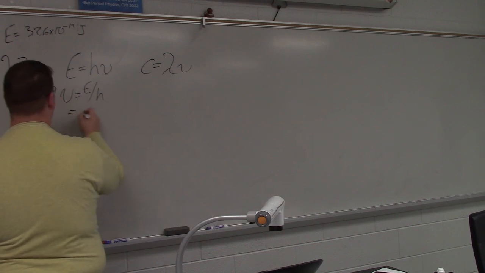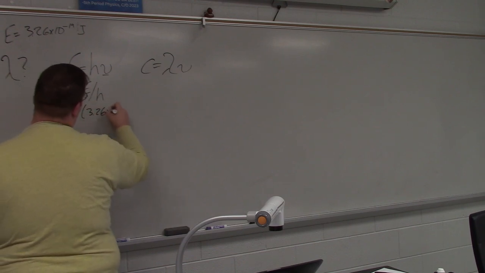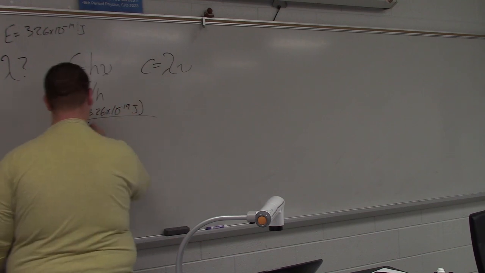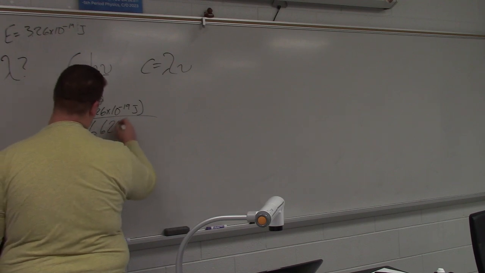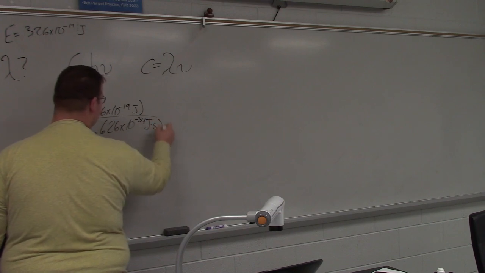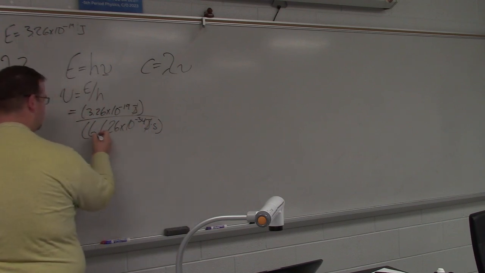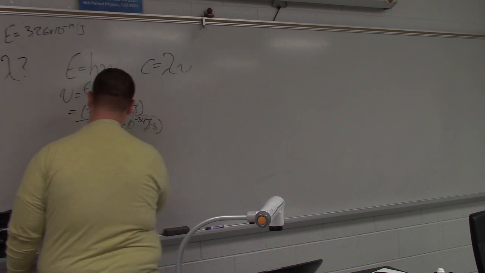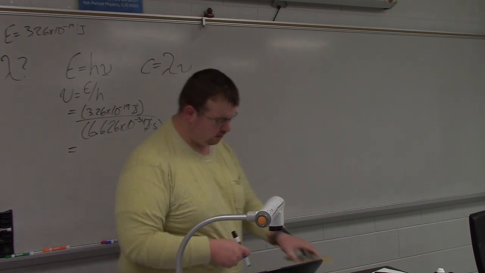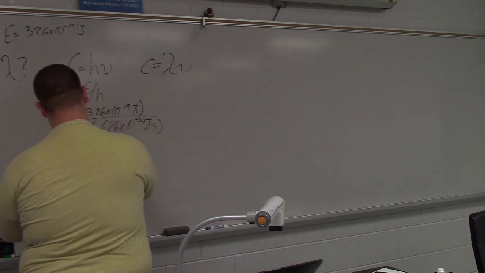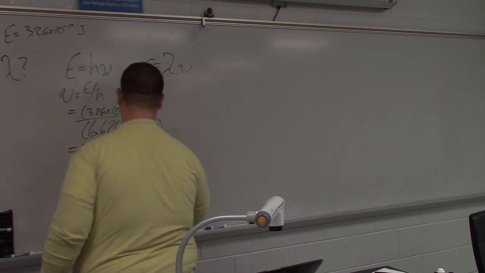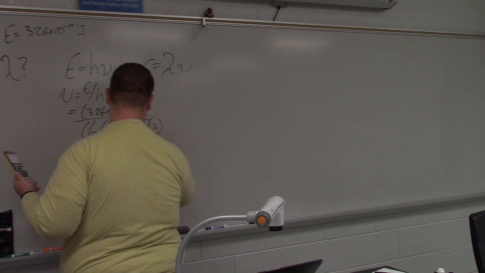Which is equal to 3.26 times 10 to the negative 19 joules divided by 6.626 times 10 to the negative 34 joule seconds. Joules cancel. I feel so powerful right now. You punch that in a calculator. I did that. Very good. You get 4.92 times 10 to the 14th hertz.